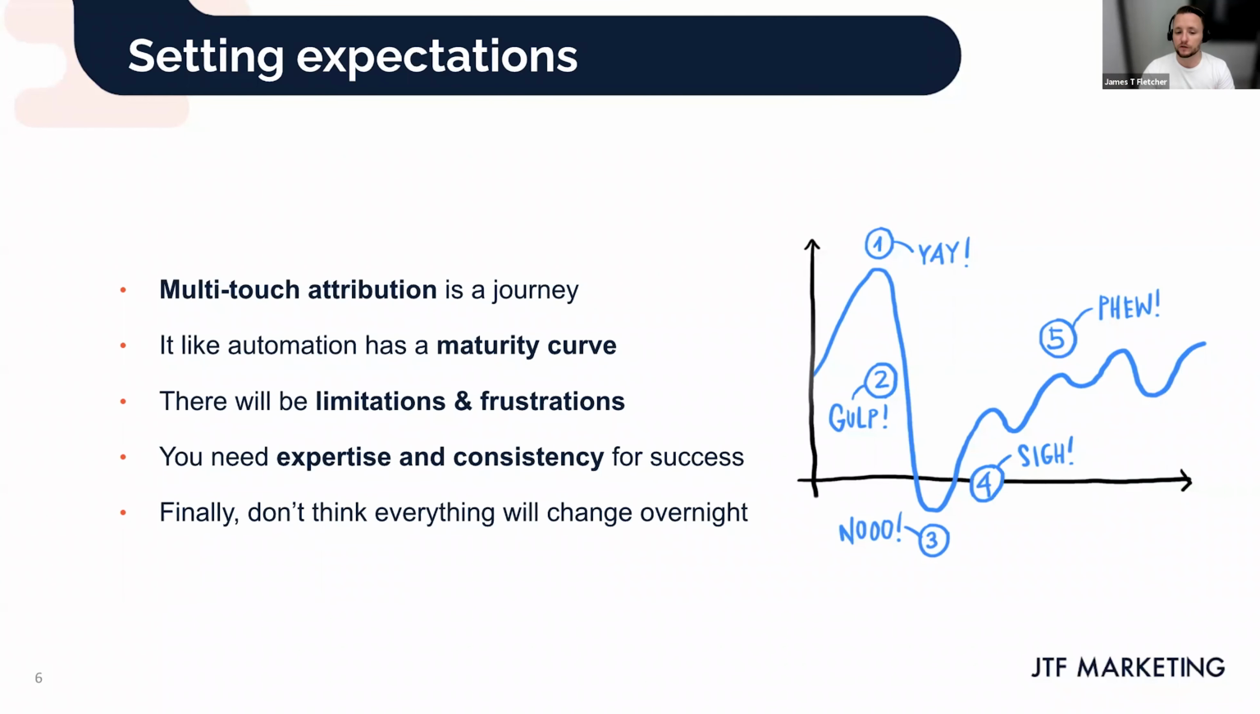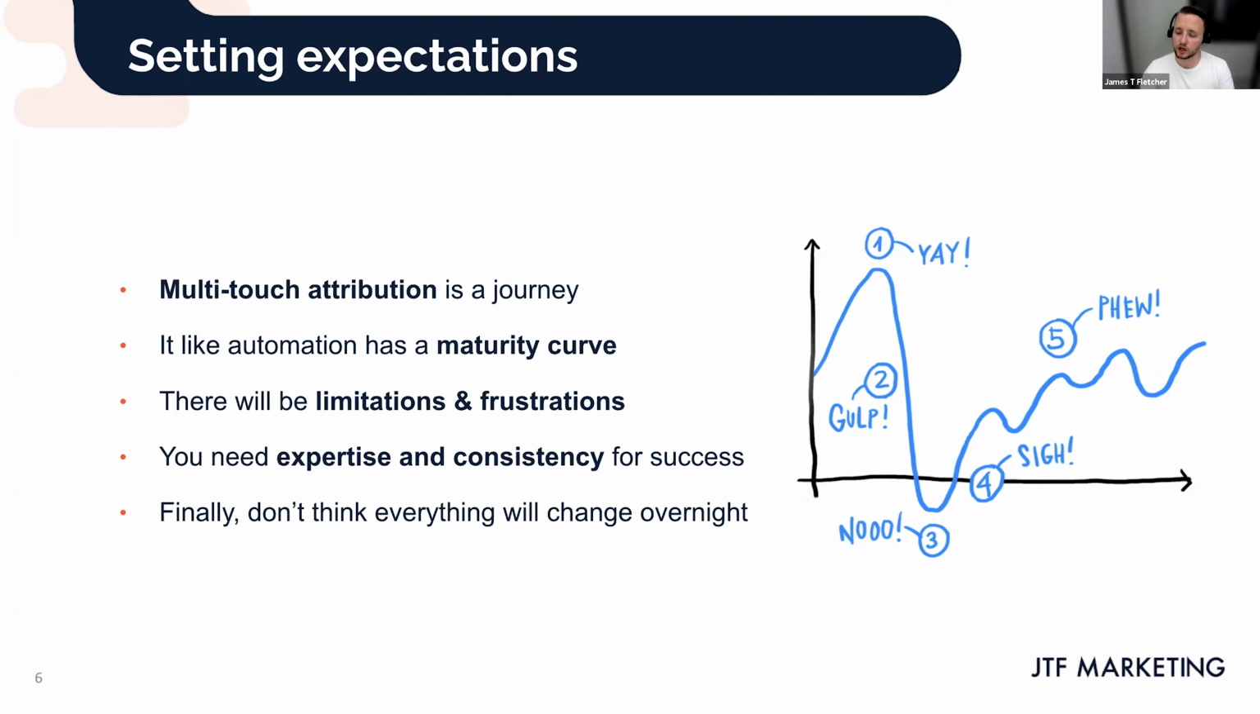There will be limitations and frustrations along the way, as my diagram on the right shows. And that might be from a technology perspective, it might be from a personnel perspective, or it might even be from a data set perspective. Often that's one of the biggest challenges when we come to starting to build our attribution models. You'll also need expertise and consistency to see any success from a multi-touch attribution program. And that comes in multiple forms: discipline in tracking, discipline on cleaning data, discipline on measuring and looking for exceptions, and importantly, checking that it's actually accurate data, that we're not just pumping anything through in order to make us look good. Finally, nothing happens overnight.